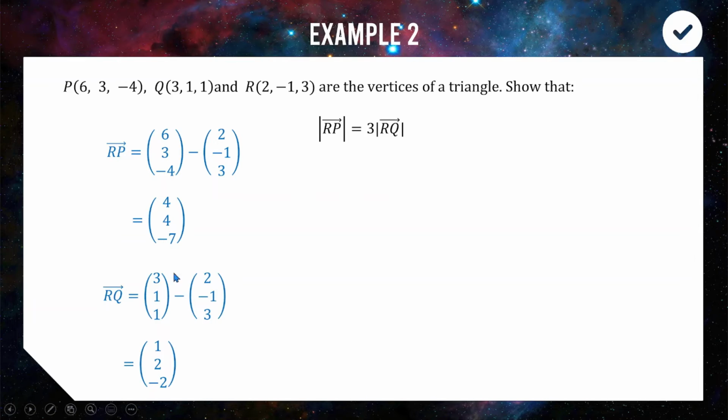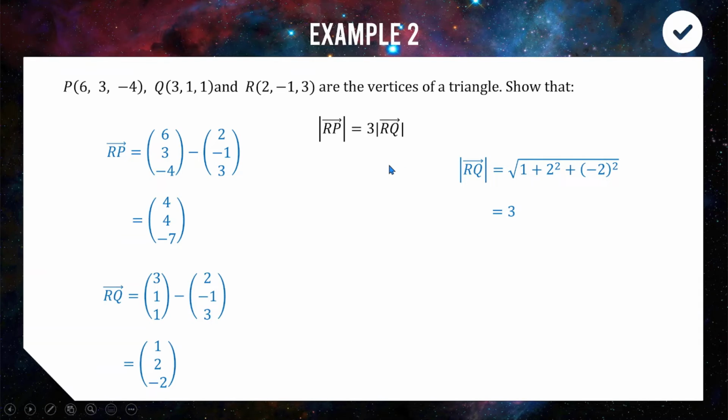Okay, now we have our 2 vectors. Now we can find the magnitude of these vectors and see if one is 3 times the size of the other. So first of all, finding the size or the length or the magnitude of RQ. So we're doing the square root of 1 squared plus 2 squared plus minus 2 squared. This works out to be the square root of 9, which of course is 3.